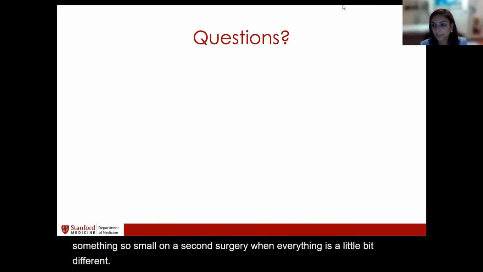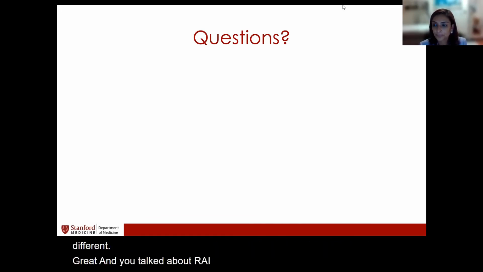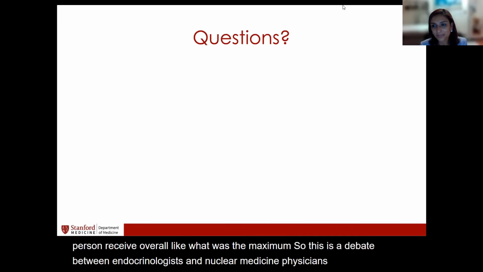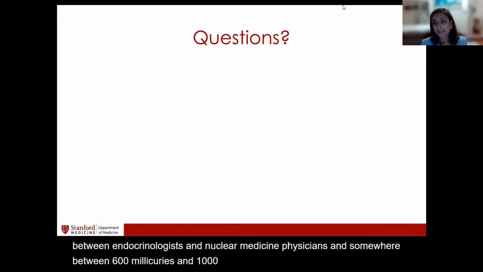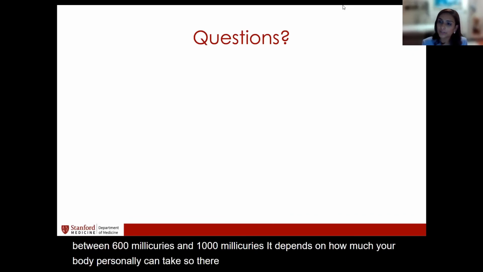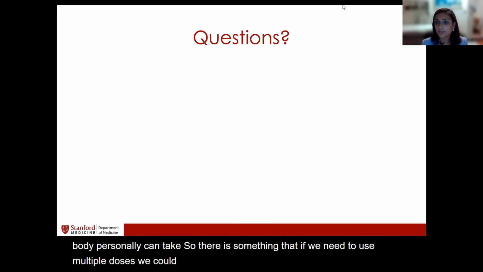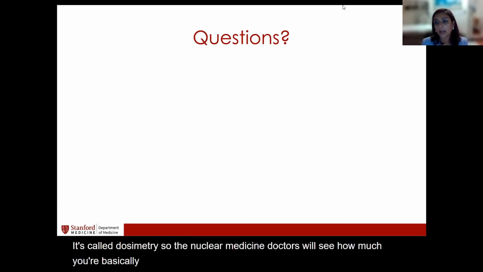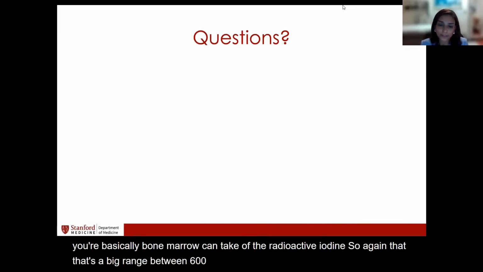Great. And you talked about RAI overall. How much radioactive iodine can a person receive overall? Like, what was the max amount? So this is a debate between endocrinologists and nuclear medicine physicians, somewhere between 600 millicuries and 1,000 millicuries. It depends on how much your body personally can take. If we need to use multiple doses, we could consider something called dosimetry, where the nuclear medicine doctors will see how much of the radioactive iodine your bone marrow can take. So again, that's a big range between 600 and 1,000 millicuries.